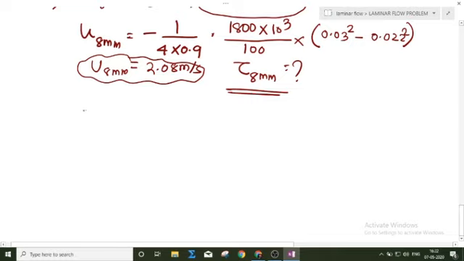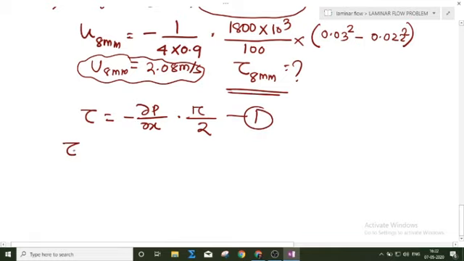So what is the shear stress general form? That is nothing but equal to minus del p by del x into r by 2. This is equation 1. What is the wall shear stress, or this is called maximum shear stress? Okay, this is wall shear stress or maximum shear stress. How much? This is minus del p by del x into capital R by 2.